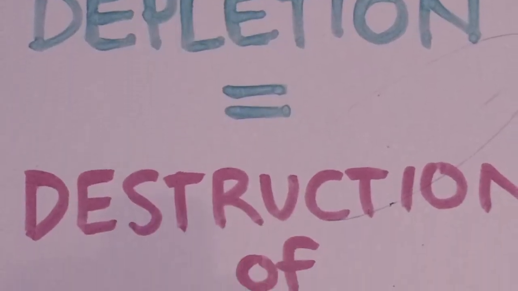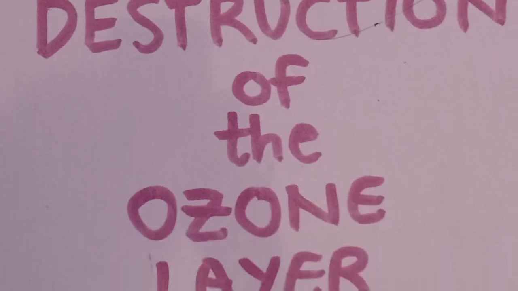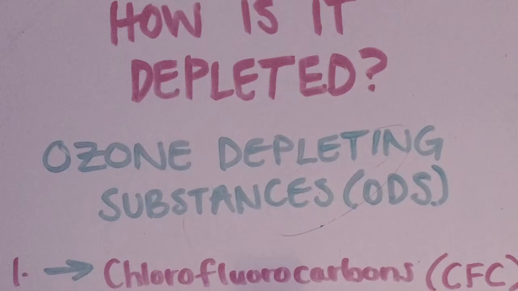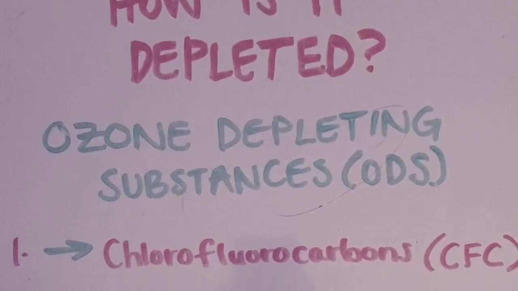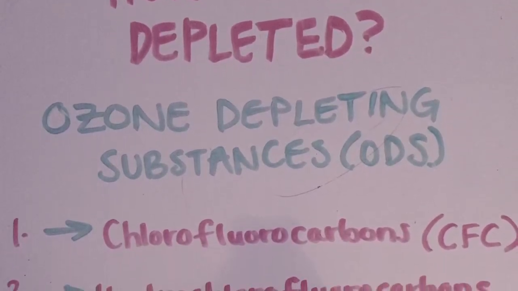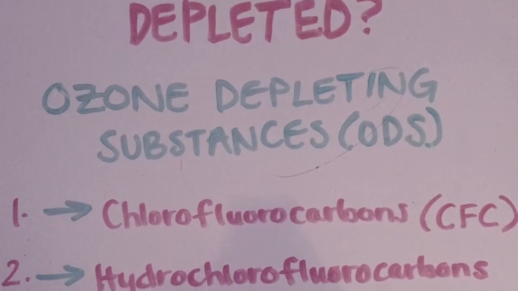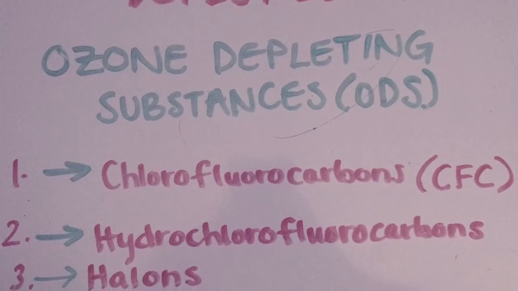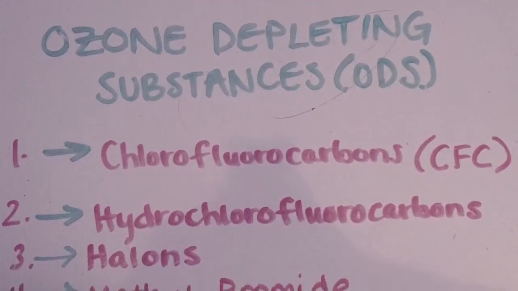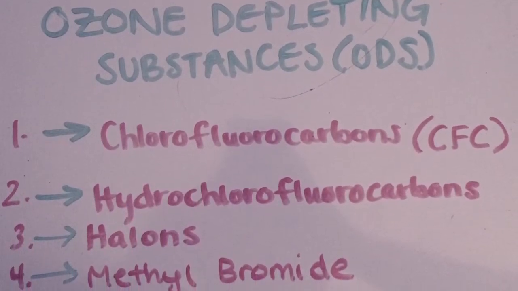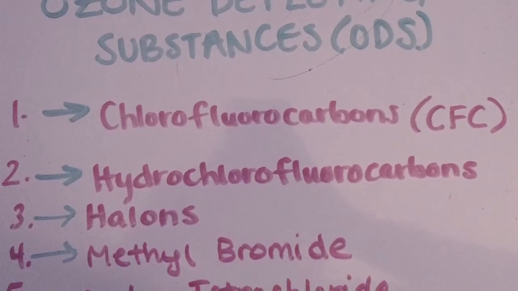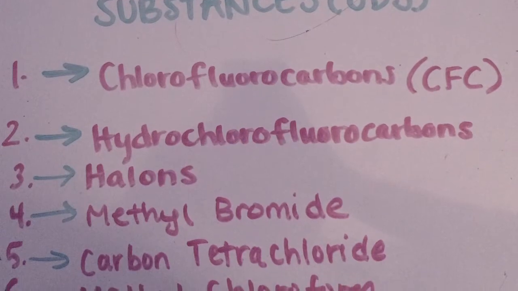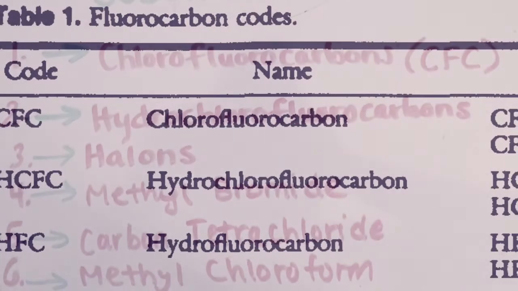Ozone depletion is the destruction of the ozone layer. It is depleted when ozone-depleting substances, or ODSs, are released into the atmosphere. The 6 most common ozone-depleting substances are chlorofluorocarbons, or CFCs, hydrochlorofluorocarbons, halogens, methyl bromide, carbon tetrachloride, and methyl chloroform.